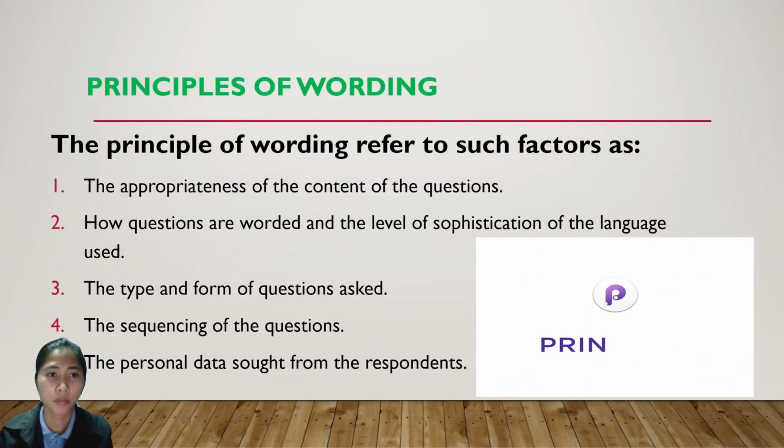Principles of wording. The principles of wording refer to such factors as the appropriateness of the content of the questions, how questions are worded, and the level of sophistication of the language used, the type and form of questions asked, the sequencing of the questions, and the personal data sought from the respondents.